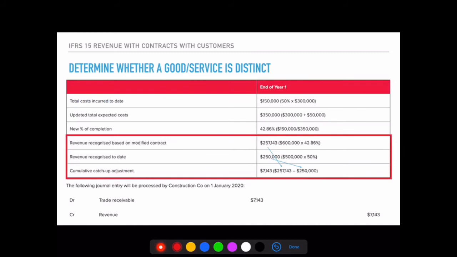Lastly, we have to work out the revenue adjustment. Since the new revenue recognized is $257,143, but we have only recognized $250,000 to date, we need to adjust this and credit the difference of $7,143. If this is a little confusing, run through the example a few more times or simply leave a comment about which part you're confused about and I'll get back to you and try to help you out.